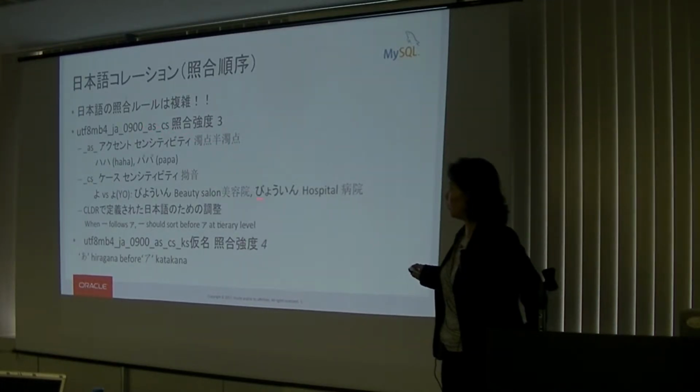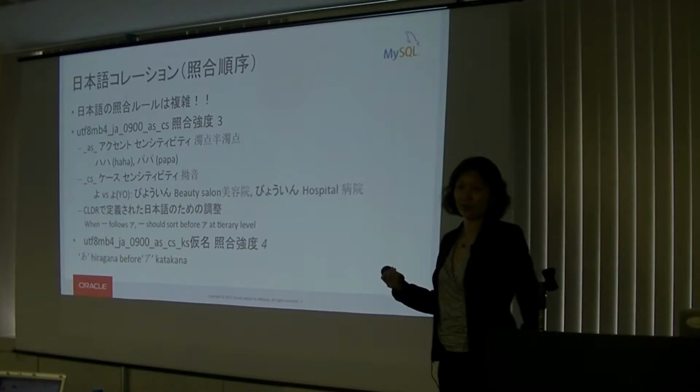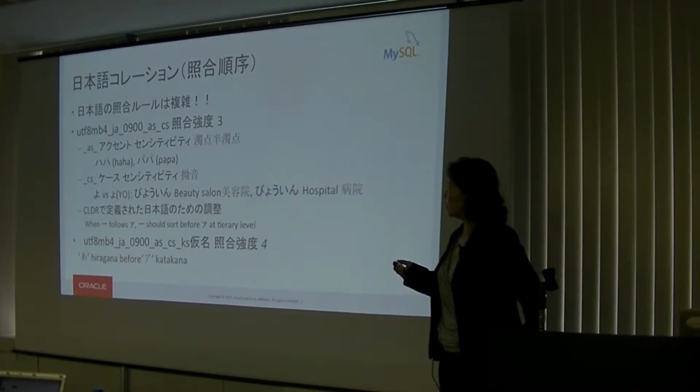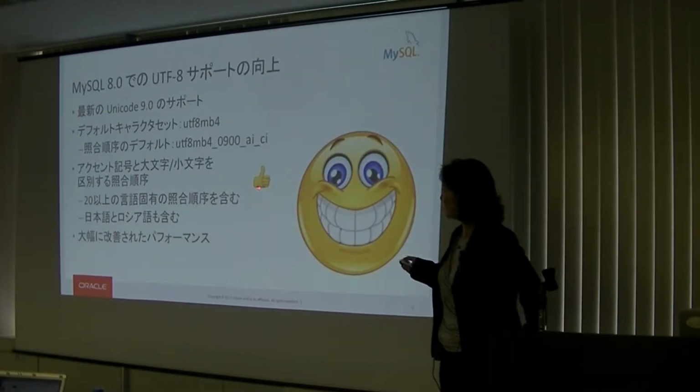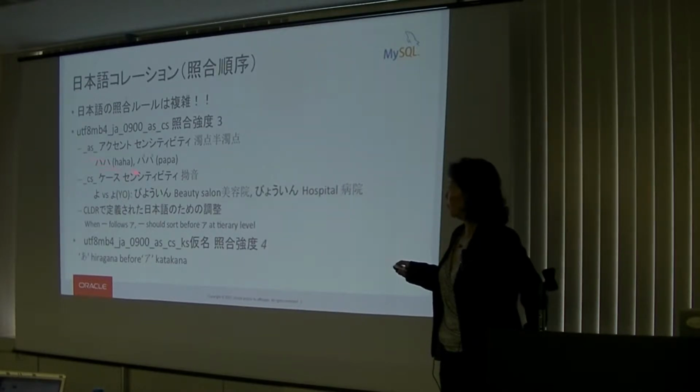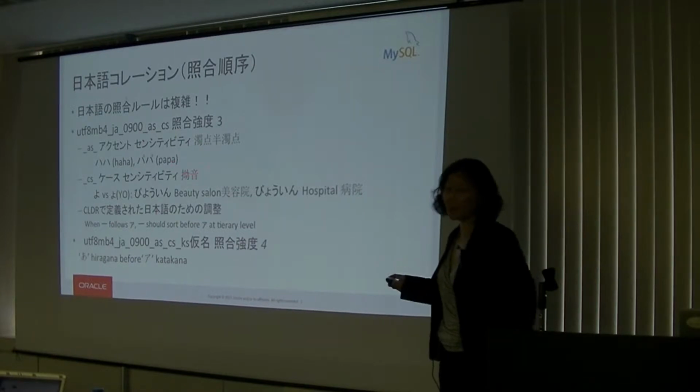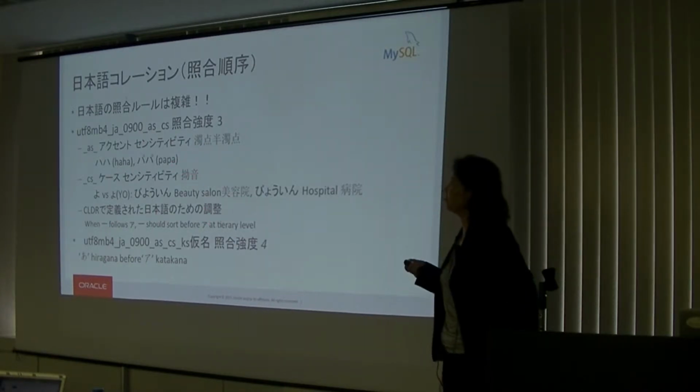The reason for that, I'll show you here. AS stands for accent sensitive. French, for instance, has accents. In Japanese, it translates to this. If you have haha and papa, a hyphen mark is treated as accent sensitive. So if you use the default collation, haha and papa will be evaluated as equal, which doesn't make sense in Japanese.